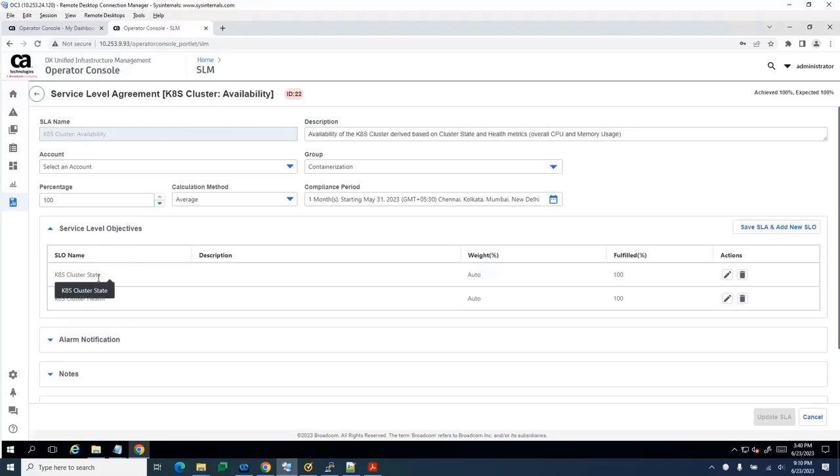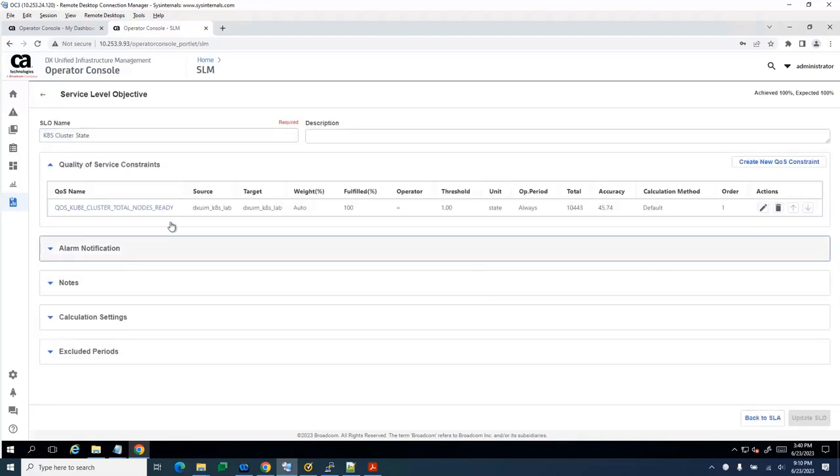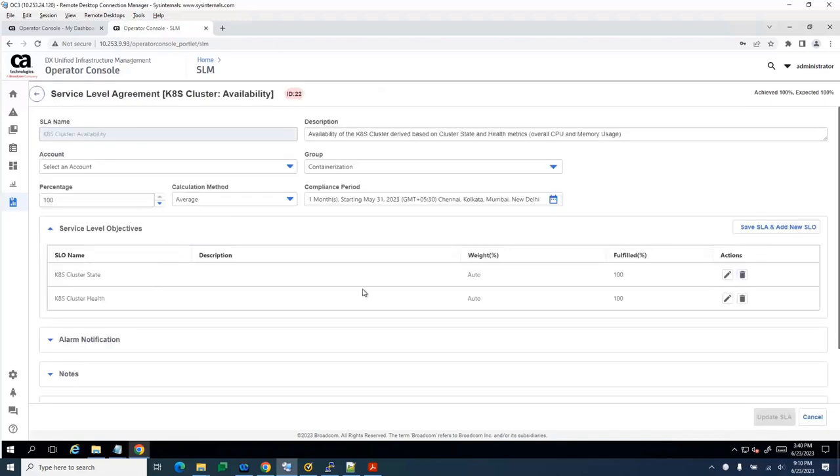Now, in this use case, I have created 2 SLOs. One is the state of the cluster, and the second one is the health of the cluster. For the state of the cluster, I have taken the measurement as: let's ensure that all the nodes or the cluster is in a ready state. So there is a metric called kube cluster ready, and this is only one part.